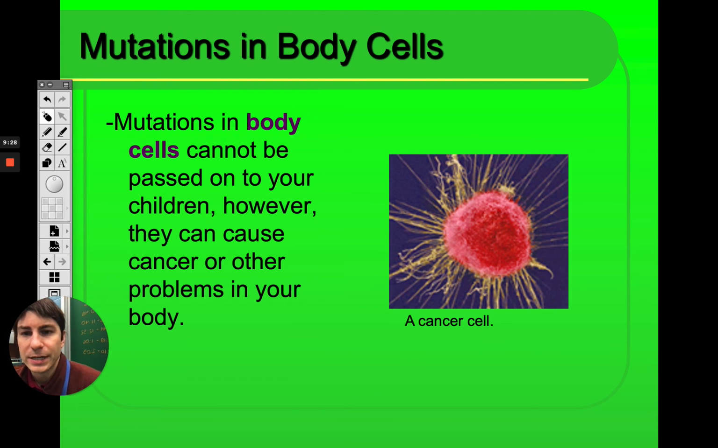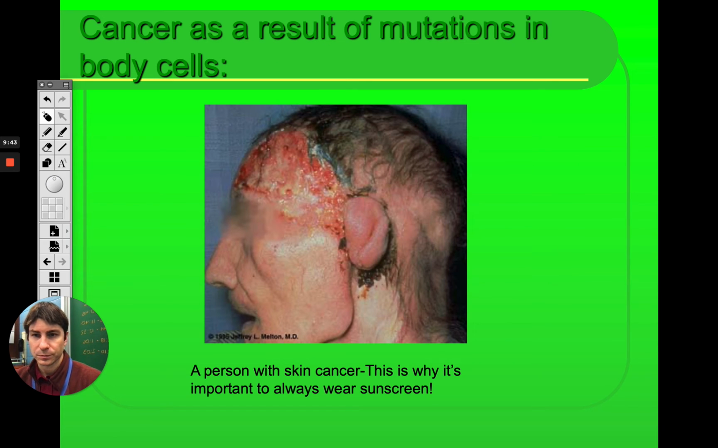All right, so some mutations can be passed on. Some of them cannot. Some cancers can be passed on to the next generation. Others, maybe there's just a mistake going on in your body that causes you to get some form of cancer. So this person here has skin cancer. So always wear sunscreen, guys. If you can see here, obviously his ear is just crazy. But he definitely has some kind of melanoma, all right, for the skin cancer.